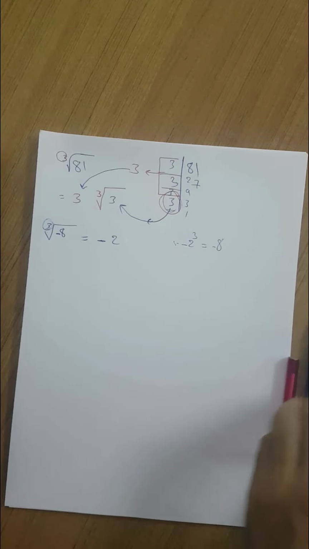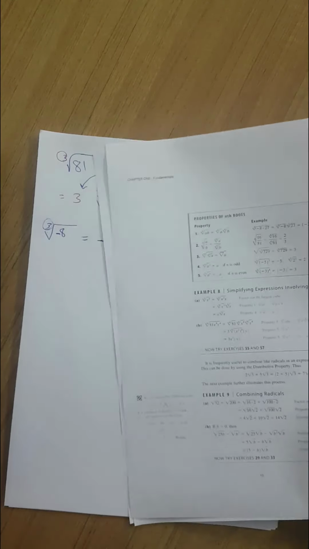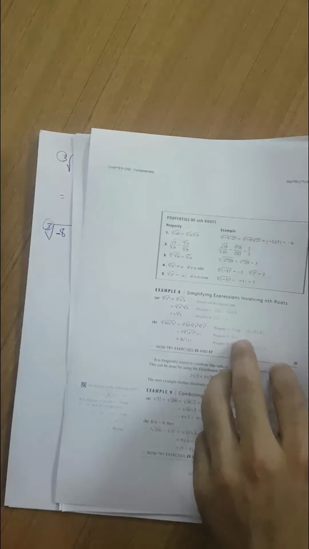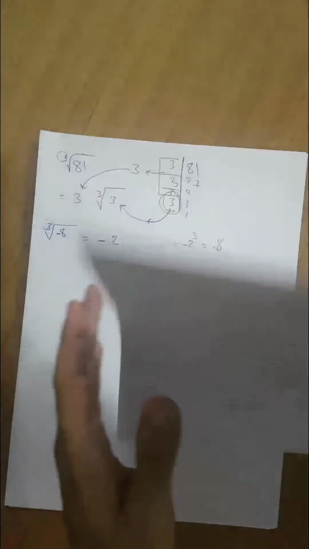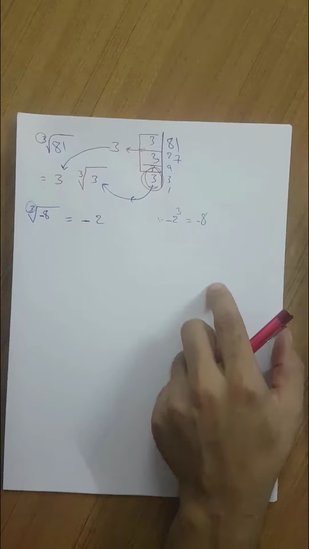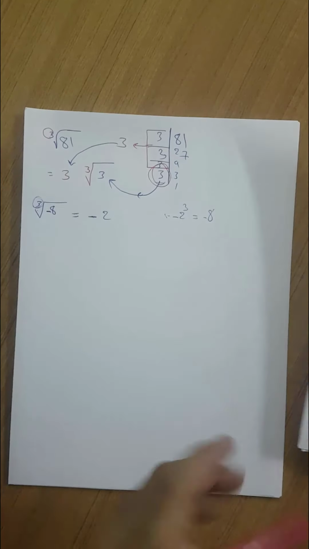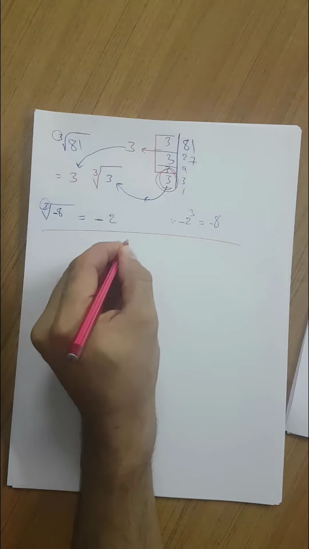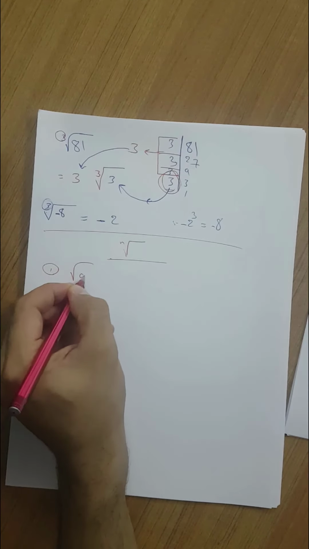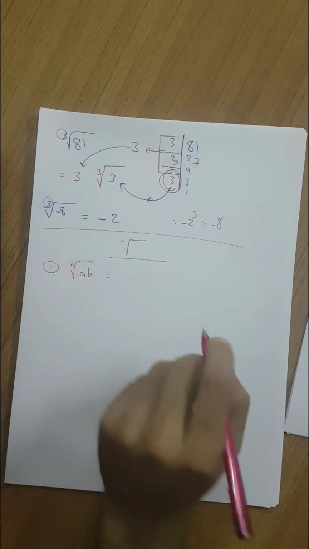Now on page 15 you have the properties of radicals. These properties also look like the other properties that we taught you, or that you saw before for exponents. Now the first property of radicals, you have the first one, (ab)^n is equal to what?